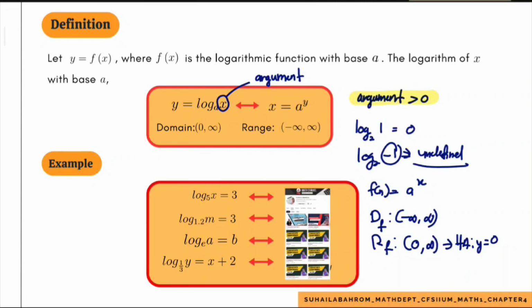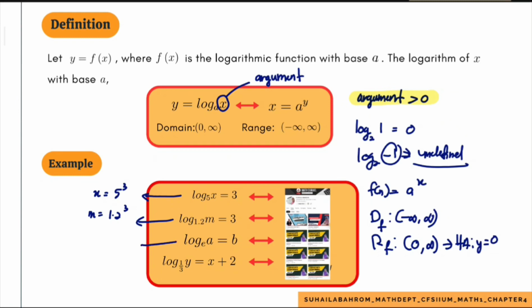How can we rewrite a log function in terms of exponent? For example, here we have log x with the base 5 is equivalent to 3. If you change it in terms of exponent, you will get x is equivalent to 5 power of 3. And then the next one, we have log m with the base 1.2 equals 3. Therefore, in terms of exponent, we can rewrite that m is equivalent to 1.2 power of 3.